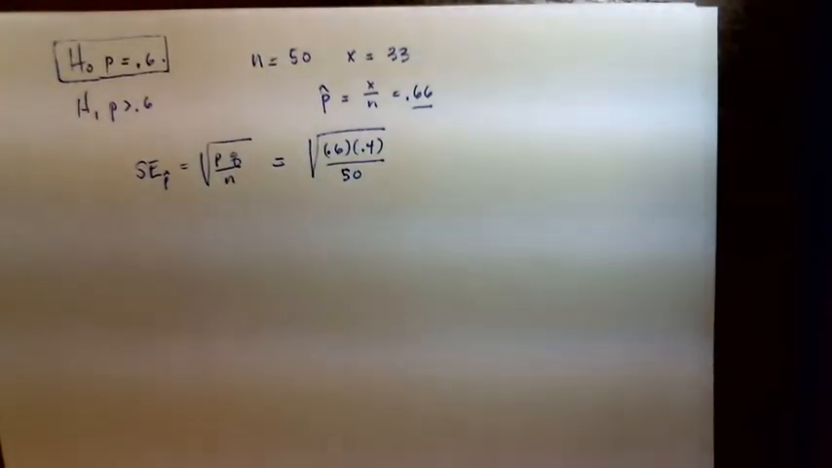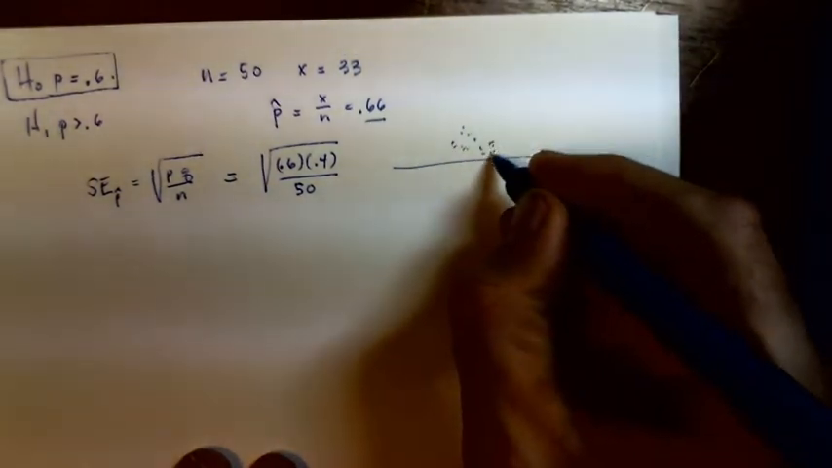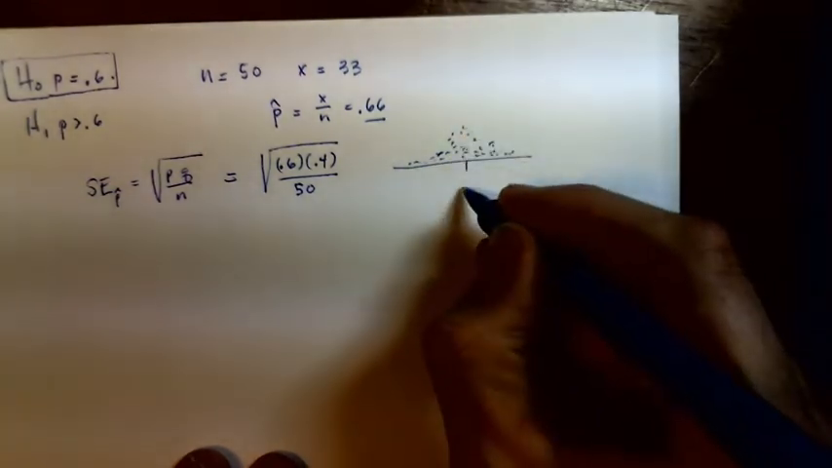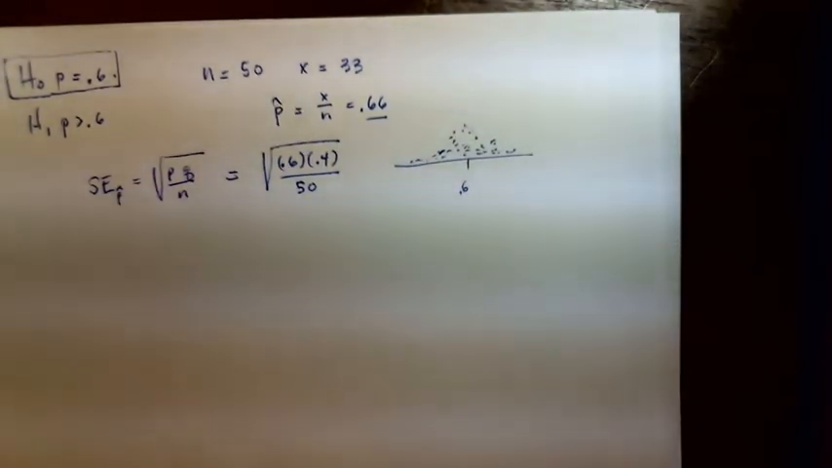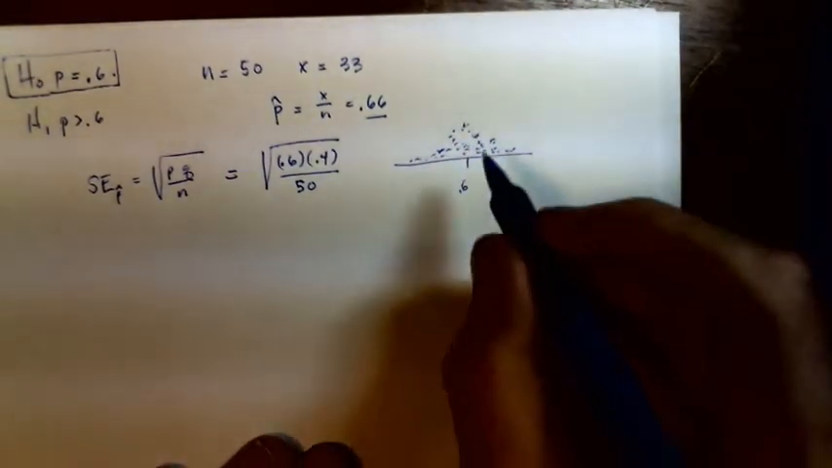That basically means that if you took a whole bunch of p hats from samples of size 50 from a population that has 60% successes in that distribution, you get something that looks like this, and the standard deviation would be that number. Okay, looking good.